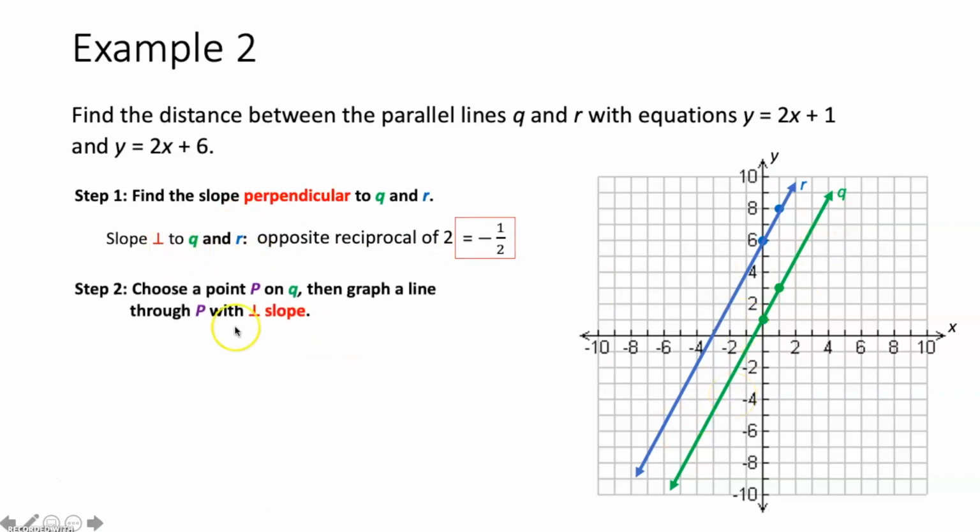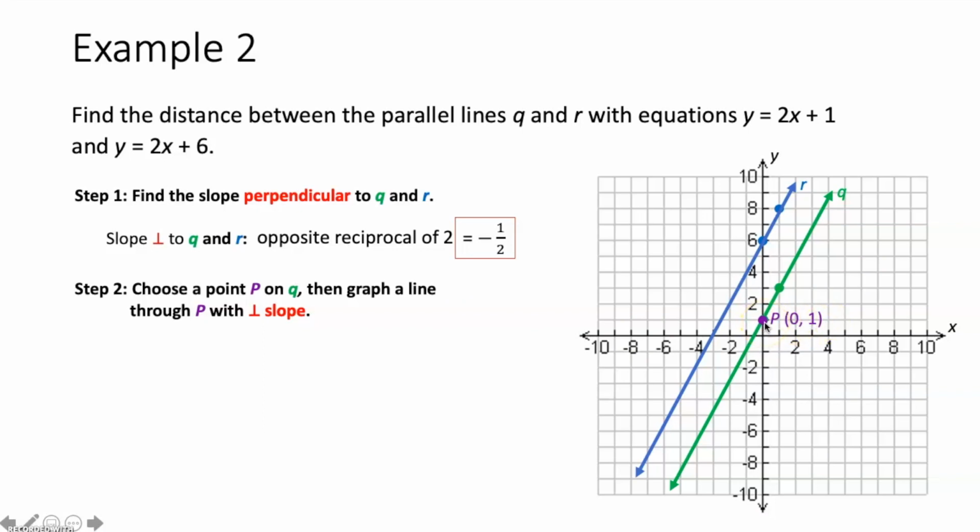Next, we're going to choose a point P on line Q, then graph a line through P with that perpendicular slope. You could technically choose a point on R as well, and you would get the same answer, but we're going to keep it on Q for right now. To choose a point P on line Q, it doesn't matter which point. I'm going to choose this one. Sure, point P at 0, 1.